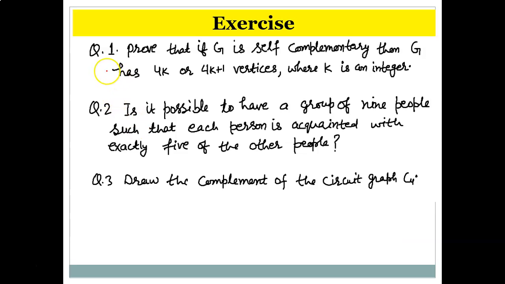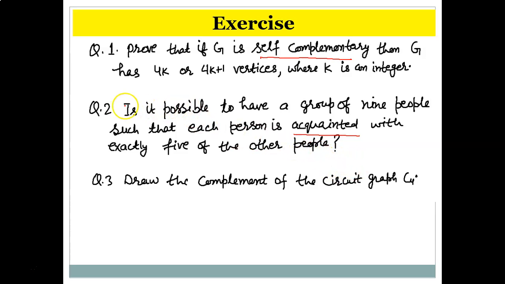Now the exercise is there. You can solve these problems. Prove that if G is self-complementary, then G has 4k or 4k plus 1 vertices, where k is an integer. The second problem: is it possible to have a group of 9 people such that each person is acquainted with exactly 5 of the other people?